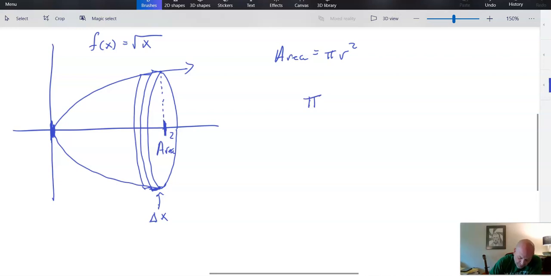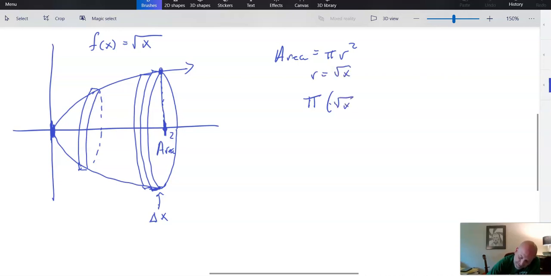But the r, well, as I move across this thing, r is going to be different, right? The radius I have at this end is going to be totally different than the radius I find down here. This is going to be a different radius for this disk. So we have to be able to get this radius to fluctuate the way it's supposed to. Well, the height of any of these is the value of the function at that point, right? That's a point on the function, so the distance from here to here is the radius. So the radius, in this case, is the function. So r is equal to the square root of x.